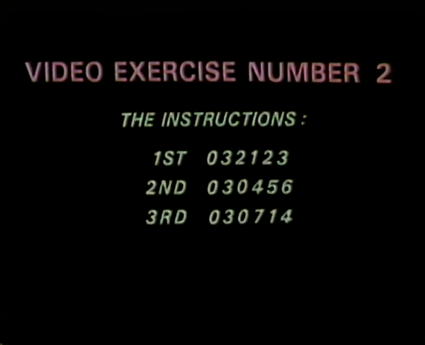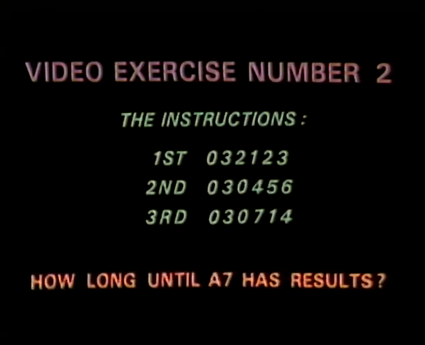Here is videotape exercise number 2 for A and S registers. Here are 3 instructions: first, second, and third. How long in clock periods till A7 is valid from issue of first instruction? These problems are also found in your course materials. Please stop the videotape and work out the problems in your guide. Restart the tape player when you're ready to go through the answers.